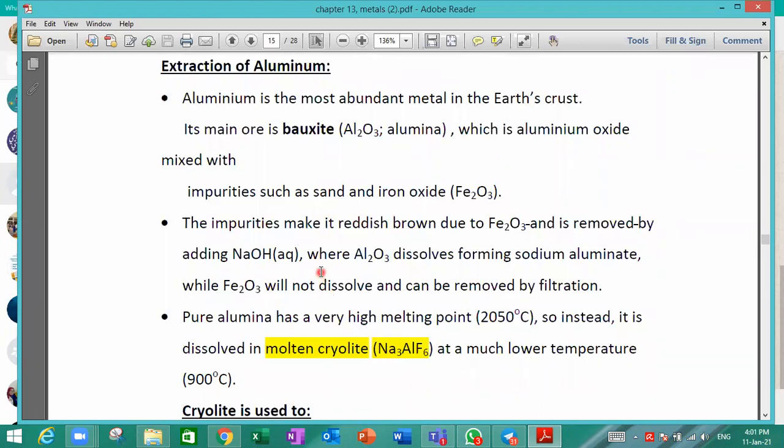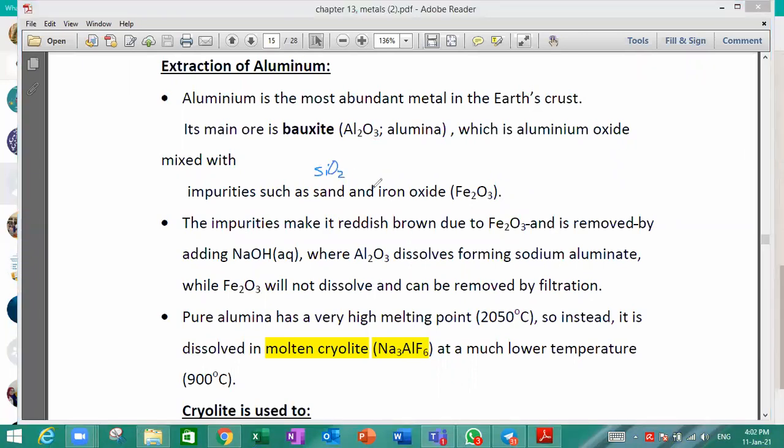We said that aluminium is the most abundant metal in the Earth's crust, and it is found in an ore which is called bauxite. Now, what is bauxite? Bauxite is alumina or aluminium oxide, and it is mixed with some impurities like sand. Sand is silicon 4 oxide, and iron oxide. Of course, impurities means they are found in small amounts.